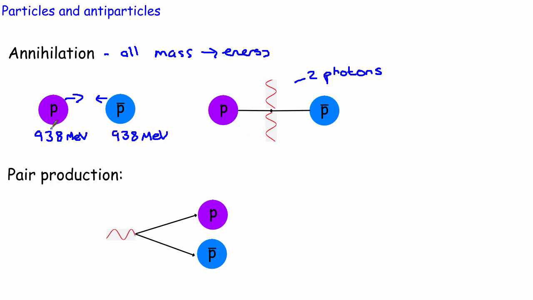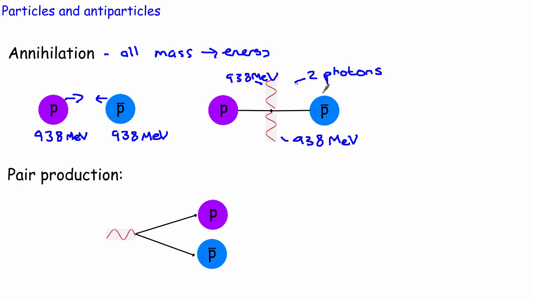Now we know that the rest energy of the proton is this, the rest energy of the antiproton is this, so the total energy we've got is twice that, but we have 2 photons. So on average, the energy of this photon is going to be 938 MeV, and the energy of this photon here is also going to be 938 MeV. So what we can really say is that the energy of this proton is converted into this photon here, and the energy of the antiproton is converted into this photon here.